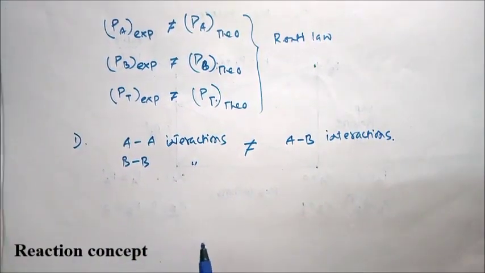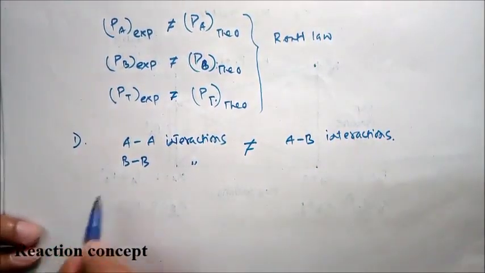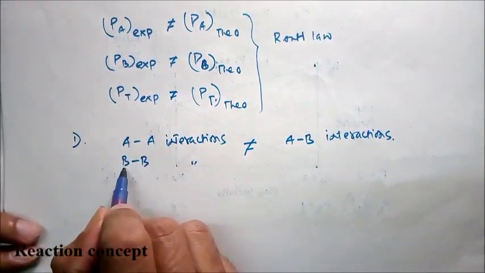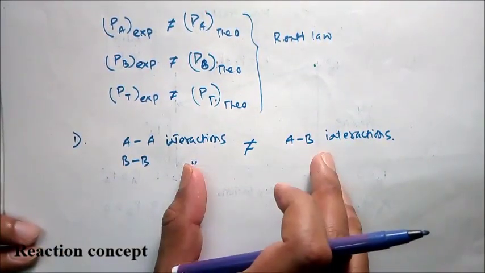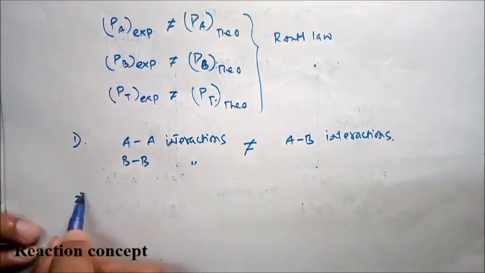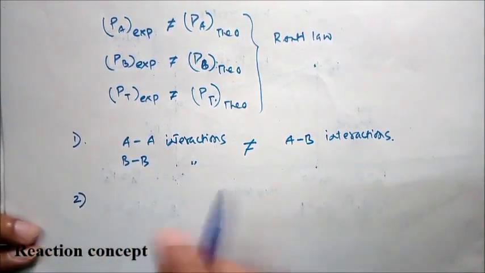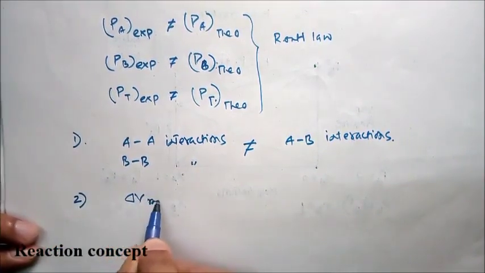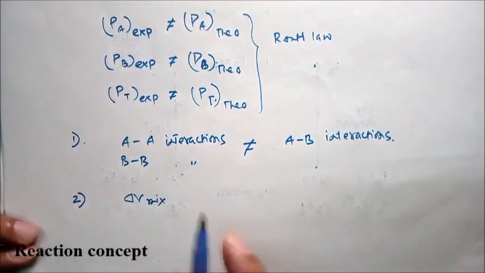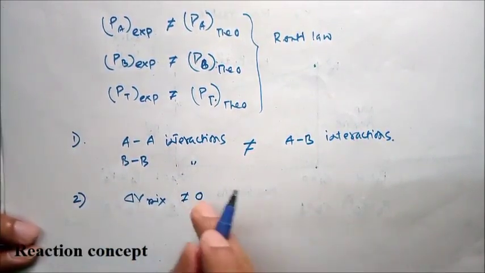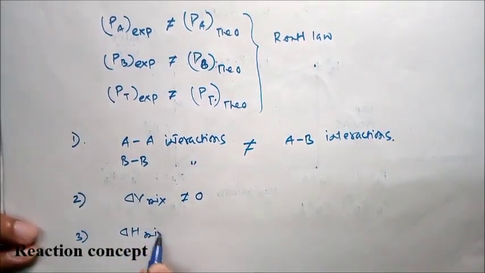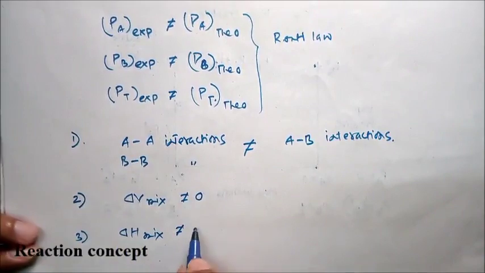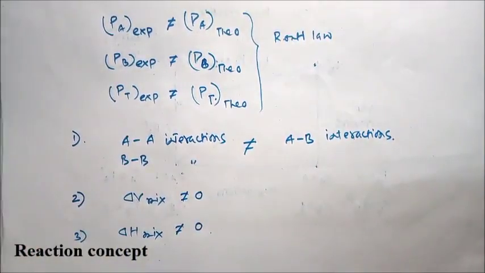In case of non-ideal solution, here it is solute and solute, solvent and solvent, and here it is solute and solvent interaction. These interactions are not the same, and because of this difference in the interaction, the del V mix, that is the change in the volume during this mixing, would not be equal to 0. And the change in the enthalpy during this mixing is also not equal to 0. These are the characteristics of non-ideal solution.